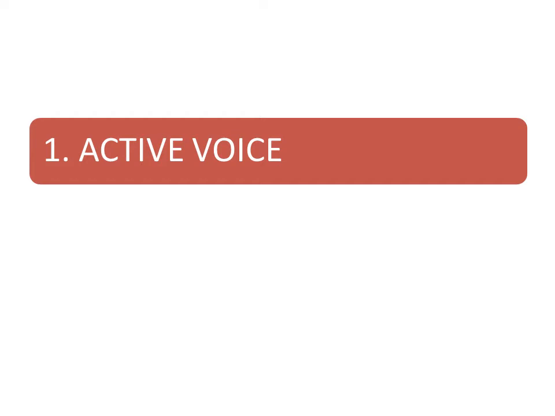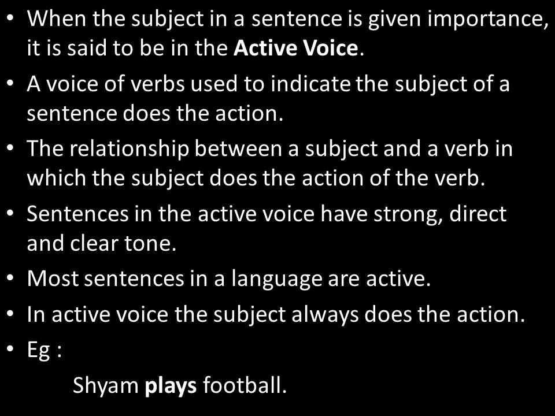Let's understand what is active voice. When the subject in a sentence is given importance, it is said to be in the active voice. A voice of verbs used to indicate the subject of a sentence does the action. The relationship between a subject and a verb in which the subject does the action of the verb. Sentences in the active voice have strong, direct, and clear tone. Most sentences in a language are active. In active voice, the subject always does the action.